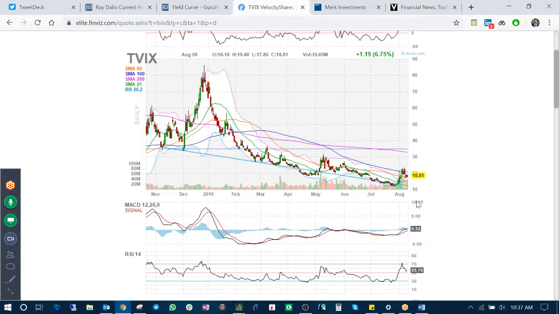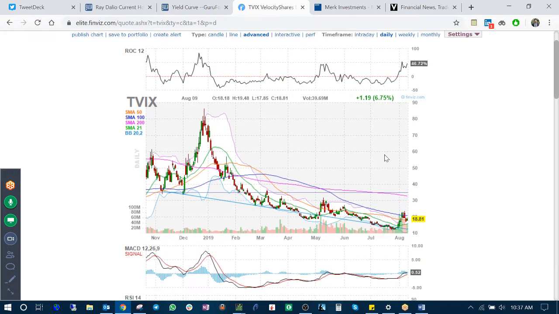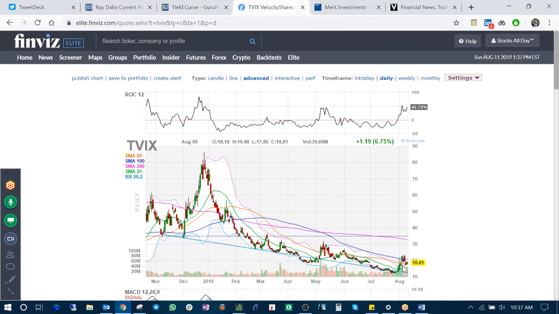So here's TVIX, I'm looking to play. This week, if you follow the chat, I was trying to make a day trade on this, though it didn't go through, but I am looking for a spike in TVIX. If we get a spike, this thing could easily go up to $50. This is one of those instruments that you can only play when volatility is live. It's a more sophisticated instrument that I don't recommend.